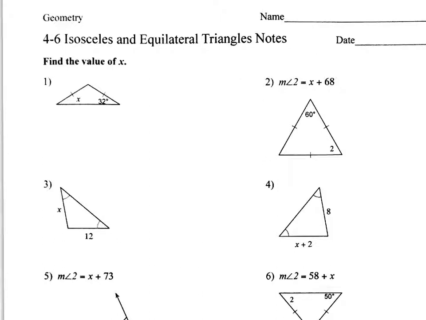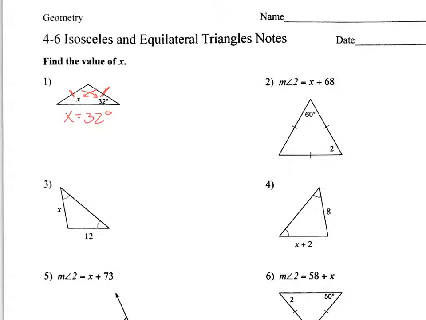Now, why is it isosceles? We have two sides the same. So there's a theorem that says when two sides of a triangle are the same, then the opposite angles are the same. So all that means is if that angle opposite that side is 32, since this side is the same as that other one, then that means x must be 32 as well.